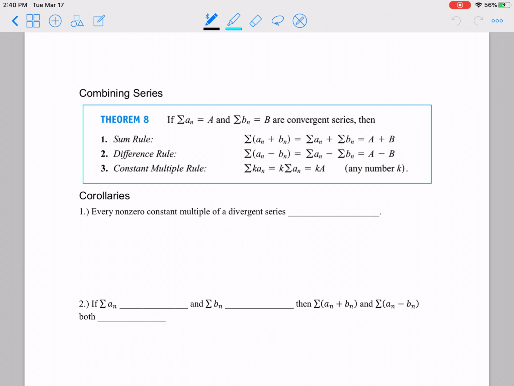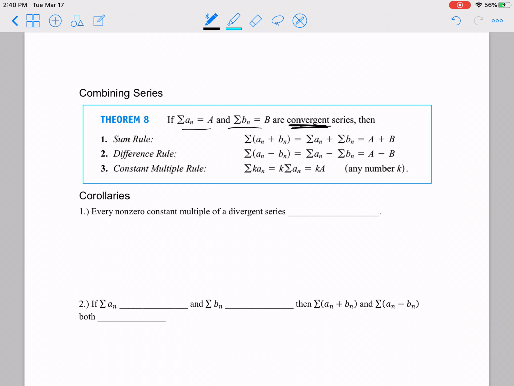How about combining some series? If we have a series A and a series B, and they are convergent series, then here are some things that will work. One, you can sum them. The sum of all the individual components of the series is also equal to the sum of them separately, which is A plus B.